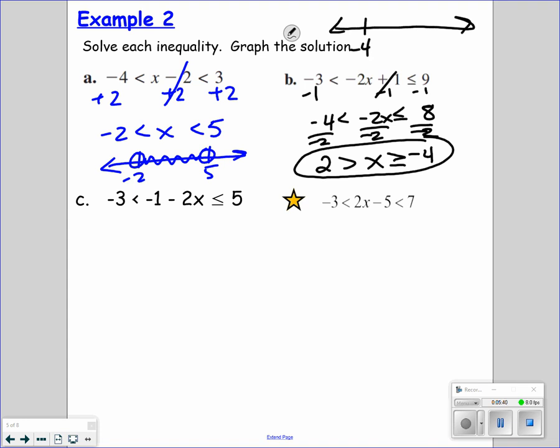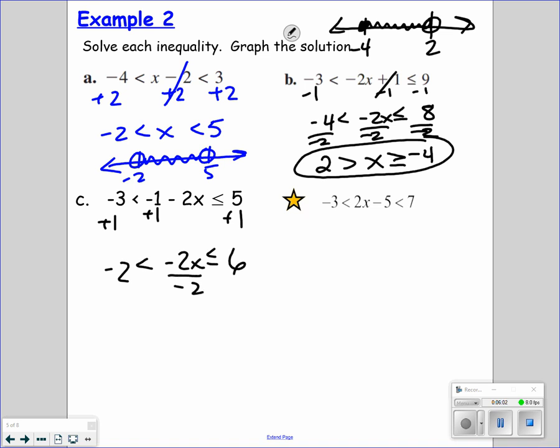-4 is still the smallest value. 2 is still the largest value. So I want x to be bigger than -4 and smaller than 2. And notice the 2 has an open circle. So how do I solve the middle? That's what you got to ask yourself. Well, I would add 1. So if I'm going to add 1 to the middle, I'm going to add 1 to everything.